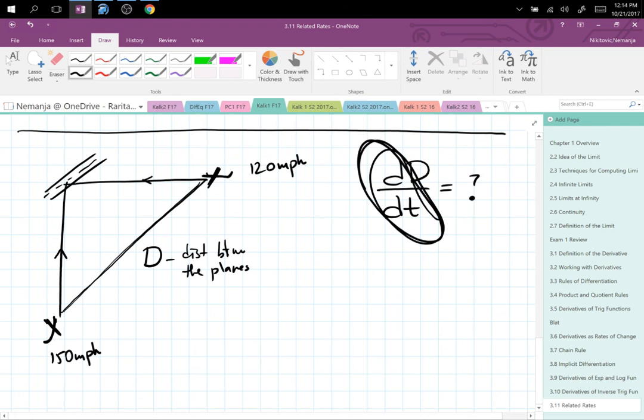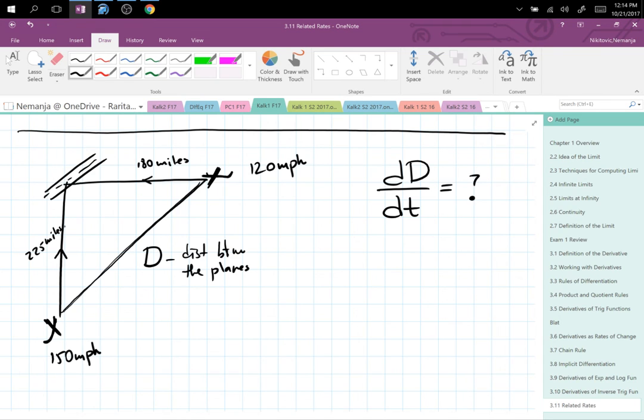How fast is distance changing when westbound plane is 180 miles away and the other guy is 225 miles away? Great. How do you propose to do this problem?